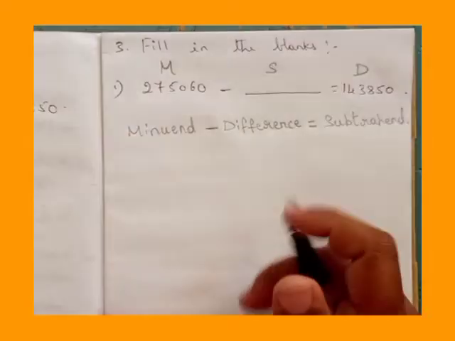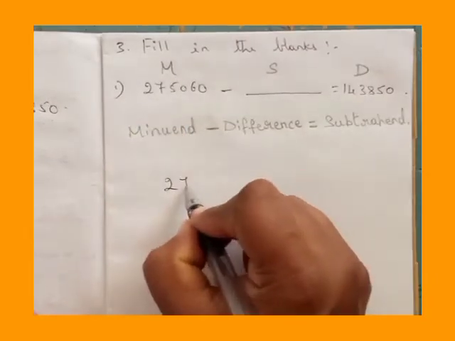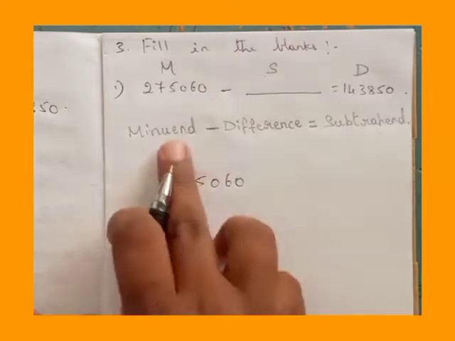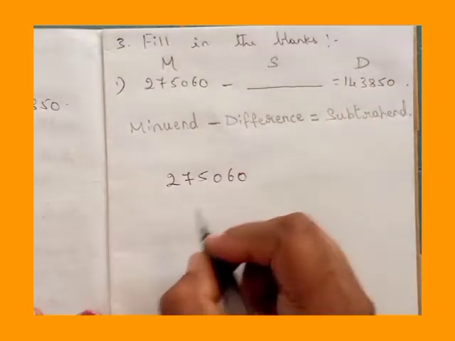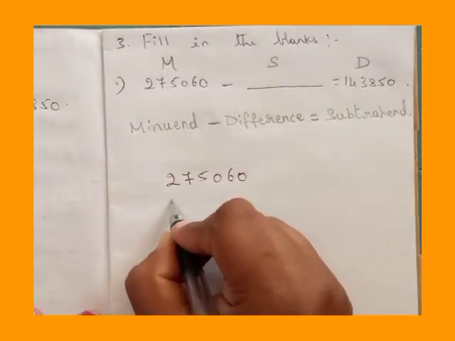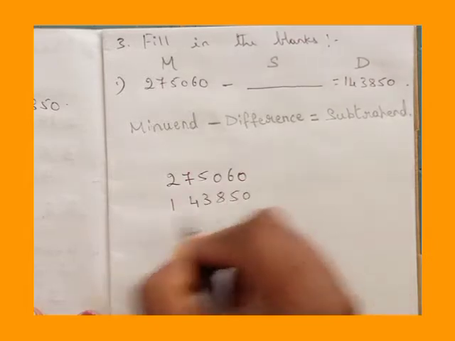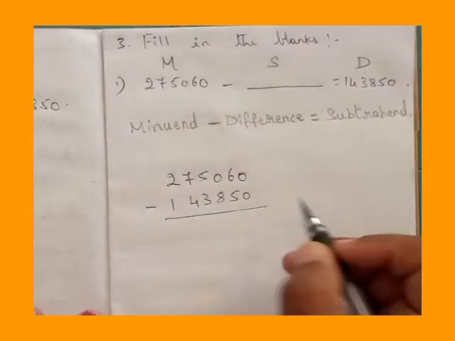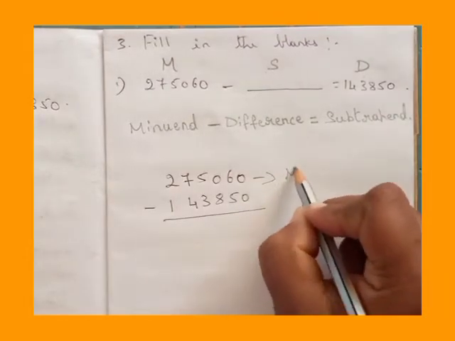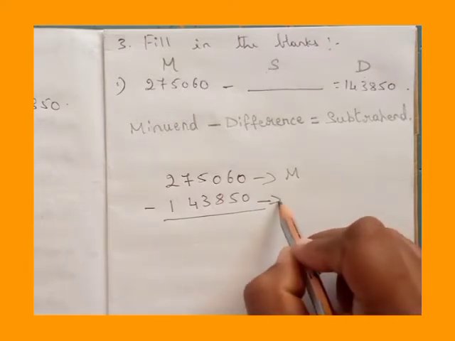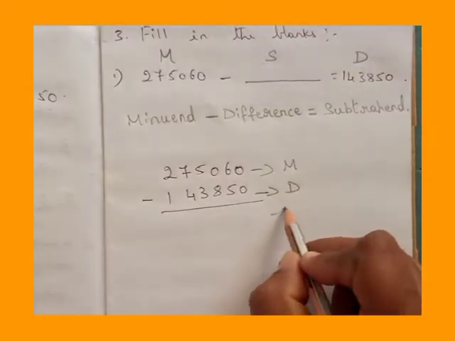Now let's write there the minuend. The minuend is 2,75,060. Okay, this is minuend minus difference. The difference is 1 lakh 43,850. Okay, now we need to find out the subtrahend. So this is the minuend, and this is what, dear children? The difference. Okay, this is the difference and this will be the subtrahend.